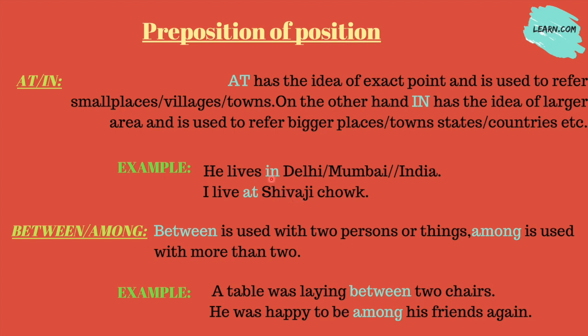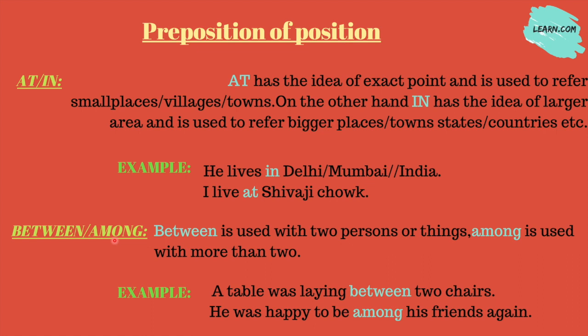Like we won't say he lives at Delhi or he lives at Mumbai. That would be wrong. And similarly here, we cannot say I live in Shivaji Chowk. It looks very awkward and incorrect. So with smaller places we use at, and with larger places we use in.